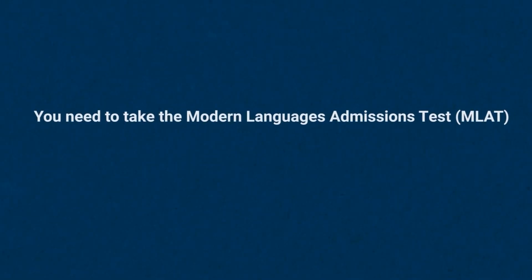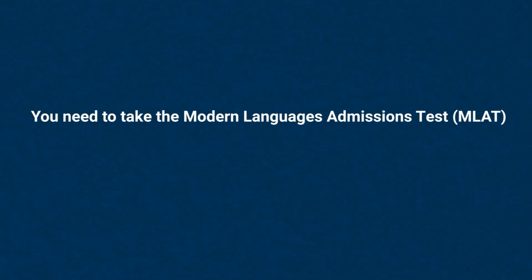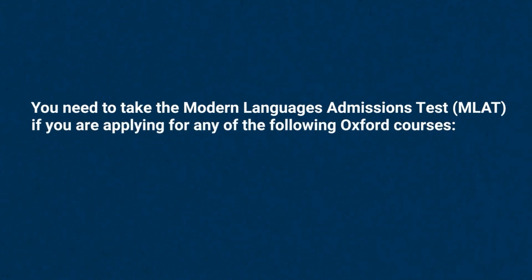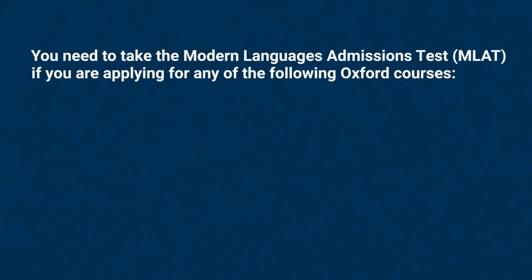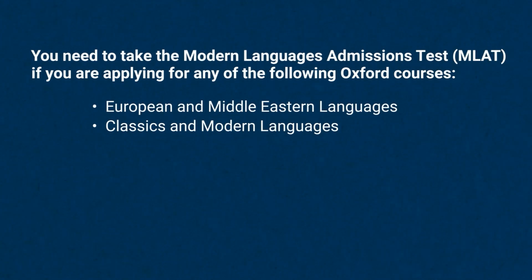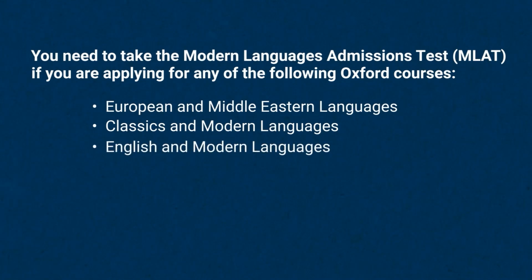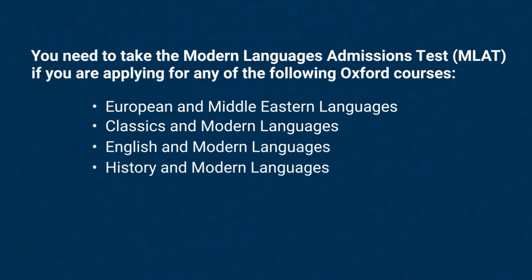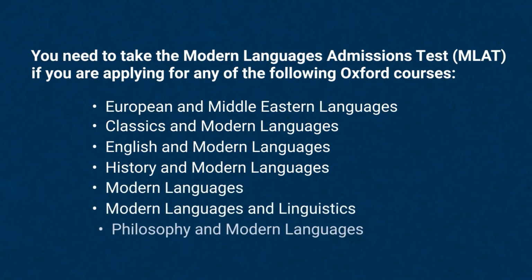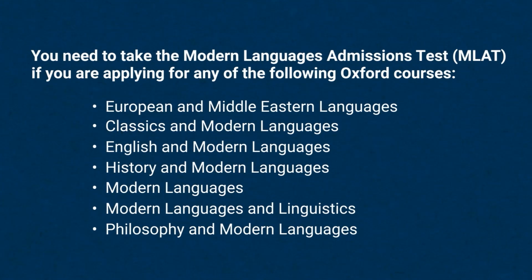You need to take the Modern Languages Admissions Test, also known as the MLAT, if you are applying for any of the following Oxford courses: European and Middle Eastern Languages, Classics and Modern Languages, English and Modern Languages, History and Modern Languages, Modern Languages, Modern Languages and Linguistics, or Philosophy and Modern Languages.